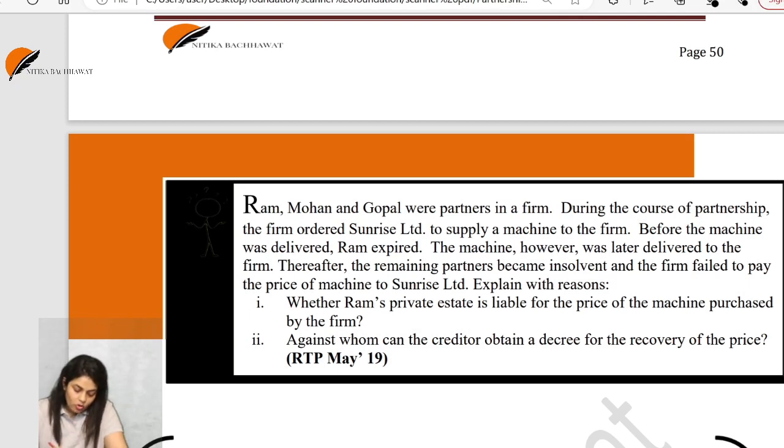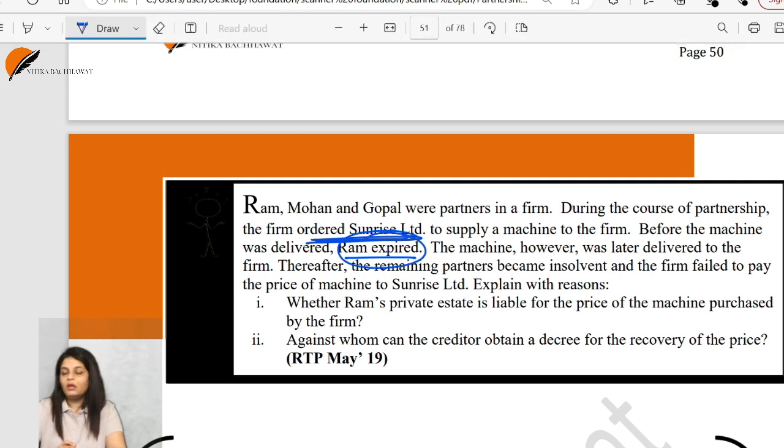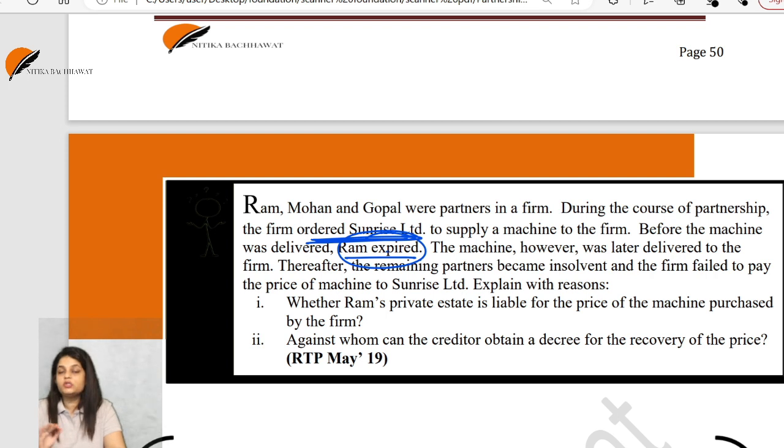Ram, Mohan and Gopal were partners in a firm. During the course of partnership, the firm ordered Sunrise Limited to supply a machine to the firm. Before the machine was delivered, Ram expired. They just ordered the machine. The machine was never delivered. It was just ordered. The partner who is dead is not liable.